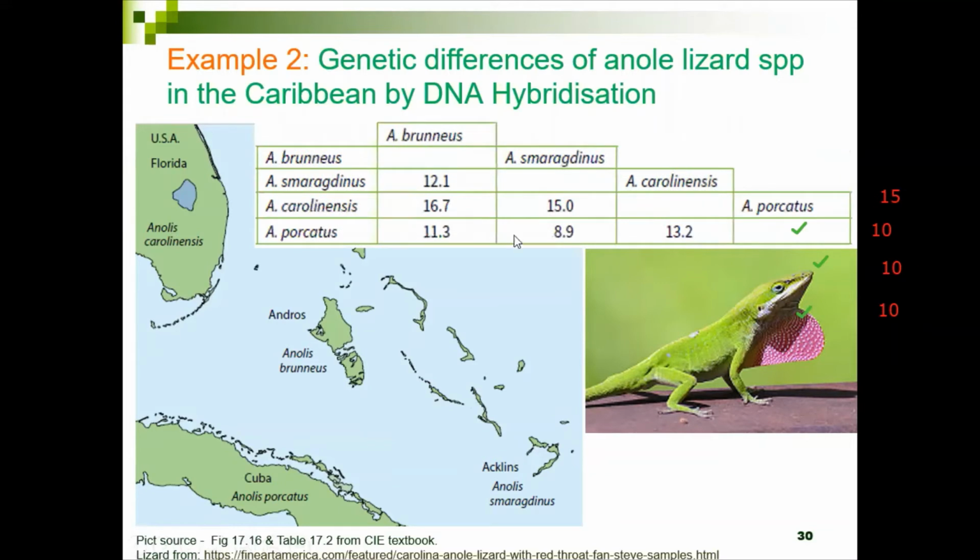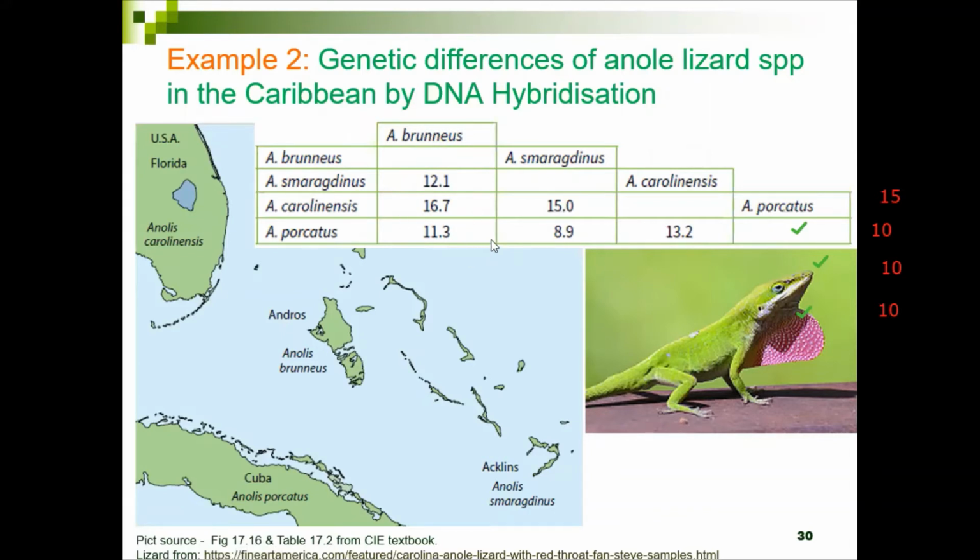The values in this table show the degree of divergence of their DNA from one another. So what does it mean? You see A. brunus and A. smaragdinus, right? The degree of divergence between their DNA is 12.1. Whereas between A. brunus and this one is 16.7. So this one is more different, right? The DNA of this with this is more different than this with this. And then this is 11.3. That means the DNA of this more closely resembles the DNA of this than these two. Okay, so this value measures the degree of divergence.